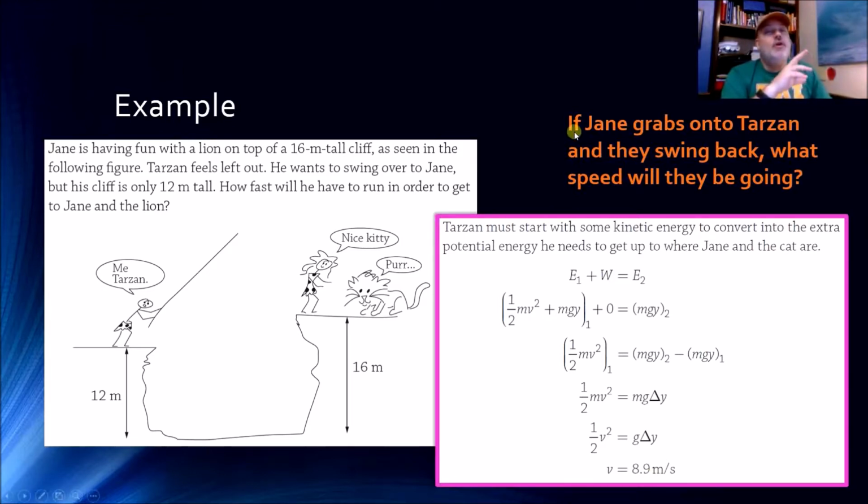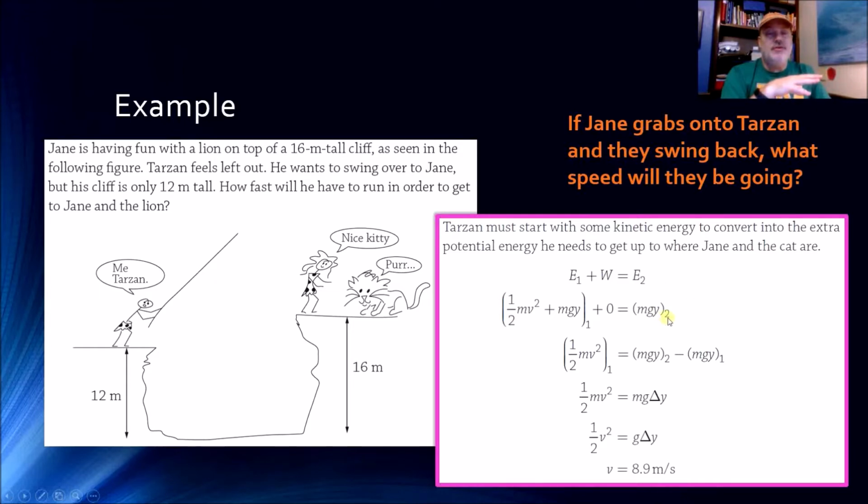Okay, how about this? What if Jane grabs onto Tarzan and they swing back? What speed will they be going? So he swings all the way up here. He's at rest. She grabs onto him and they swing back. How fast will they be going then? Well, the mass has changed, right? But it's the same equations. We're just working it in reverse.